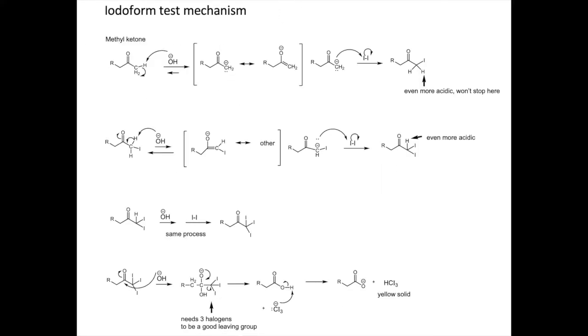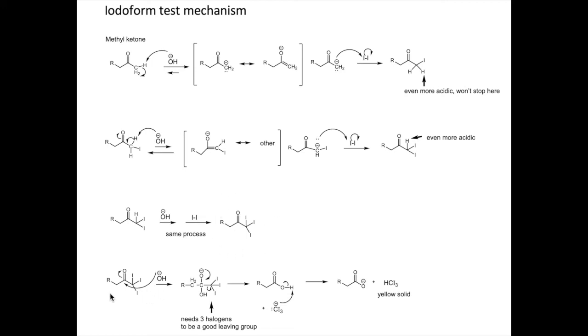Now let's look at the iodoform test mechanism. This is our methyl ketone, which becomes deprotonated, and these two are the resonance structures. Then it goes through nucleophilic addition of iodine, and in this product, the two protons are even more acidic than before, so the reaction won't stop here. It goes through the same deprotonation and nucleophilic addition to get this product. Now this proton is even more acidic than these two protons before, and it goes through the same process, deprotonation and nucleophilic addition of iodine, to get this.